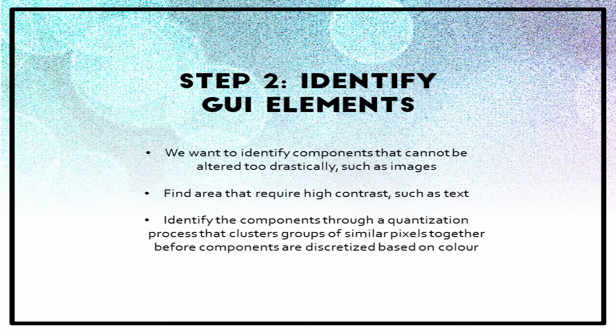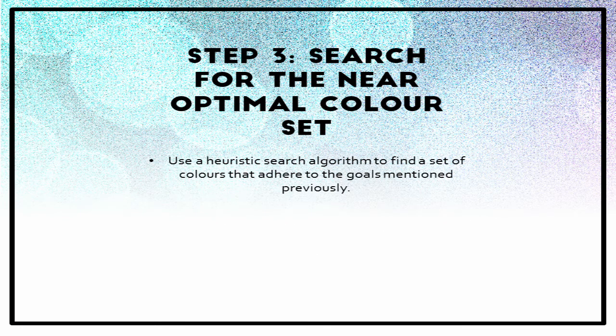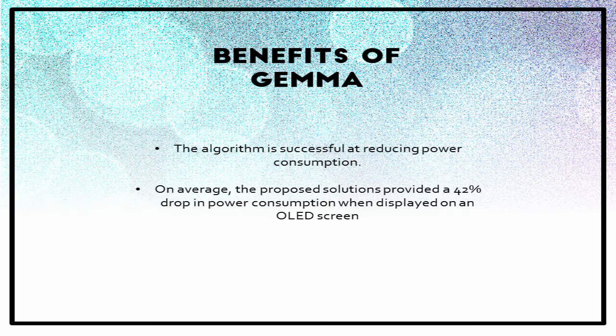Components are identified through a quantization process that clusters groups of similar pixels together before the components are discretized based on color. Finally, a search-based algorithm is used to find a near-optimal color set without going against the 3 objectives stated previously. Overall, this algorithm seems to be very successful at reducing power consumption. On average, the proposed solutions provide a 42% drop in the power consumption of a device simply by altering the color schemes of an app.